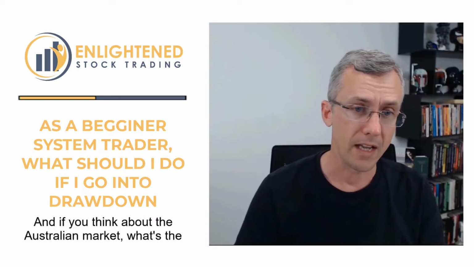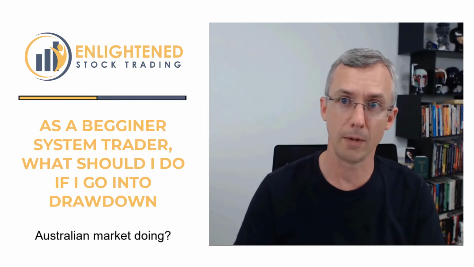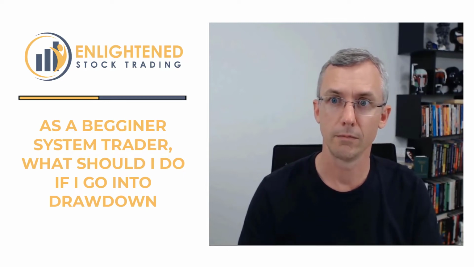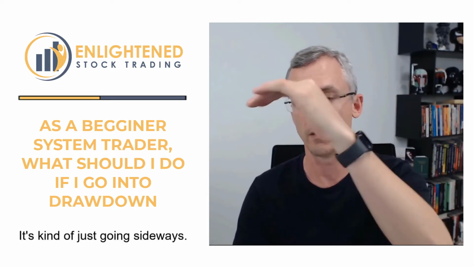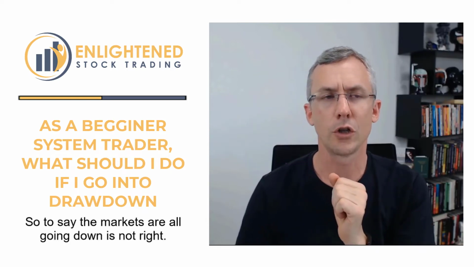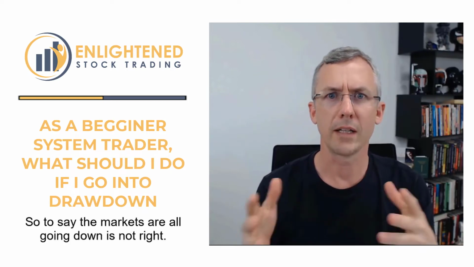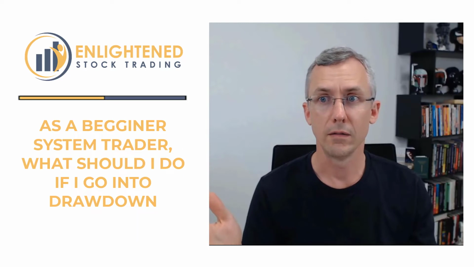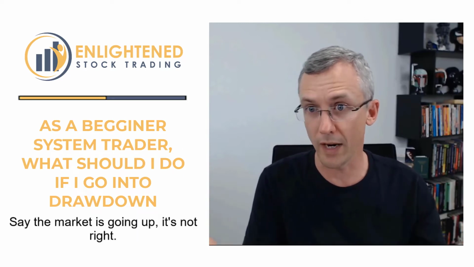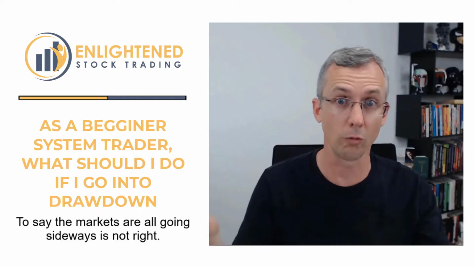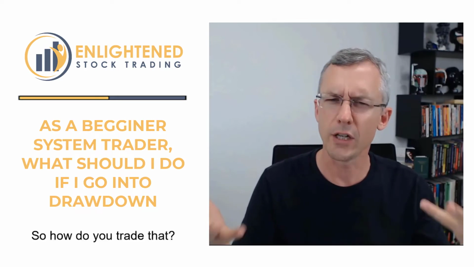And if you think about the Australian market, what's it doing? It's kind of just going sideways. So to say the markets are all going down is not right. To say the market's going up is not right. To say the markets are all going sideways is not right. So how do you trade that?